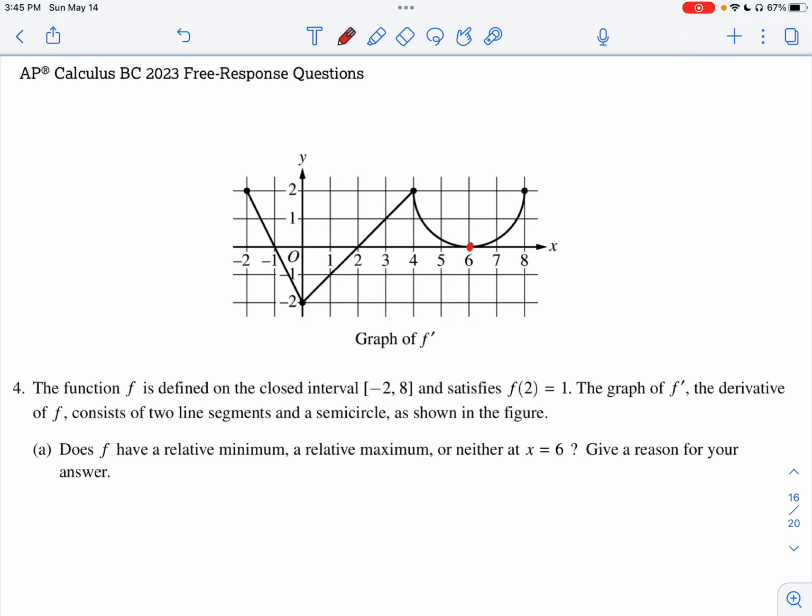Since we're given the graph of f prime, we notice that f prime is above the x-axis prior to it hitting 6. So f prime is positive here. And then at 6, it's equal to 0. But right after that, it continues to stay positive. So f prime is positive both before and after 6. So we would then say f has neither a relative min or a relative max, because f prime does not change signs.